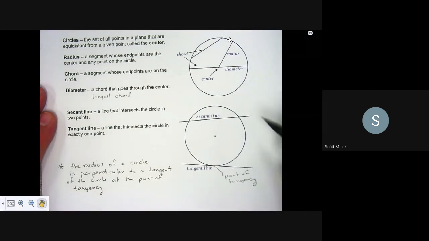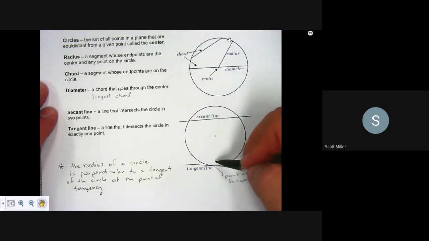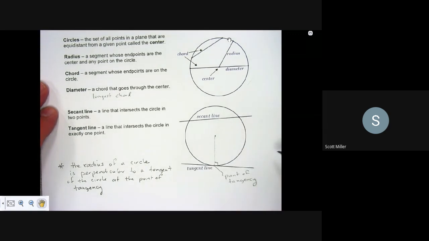And what that means is this. If I draw the radius from the center to this point of tangency, then I know that this is 90 degrees. This is going to be perpendicular to the tangent line. That's an important concept you're going to want to remember.